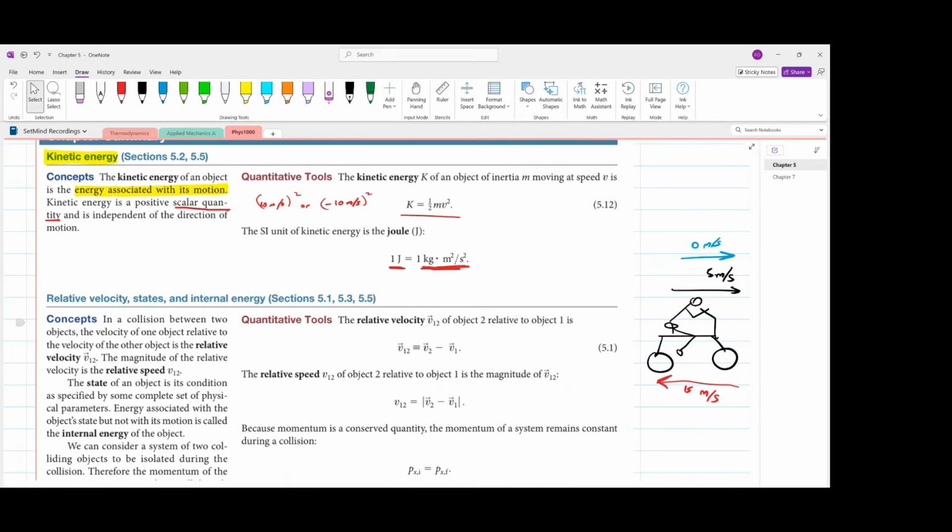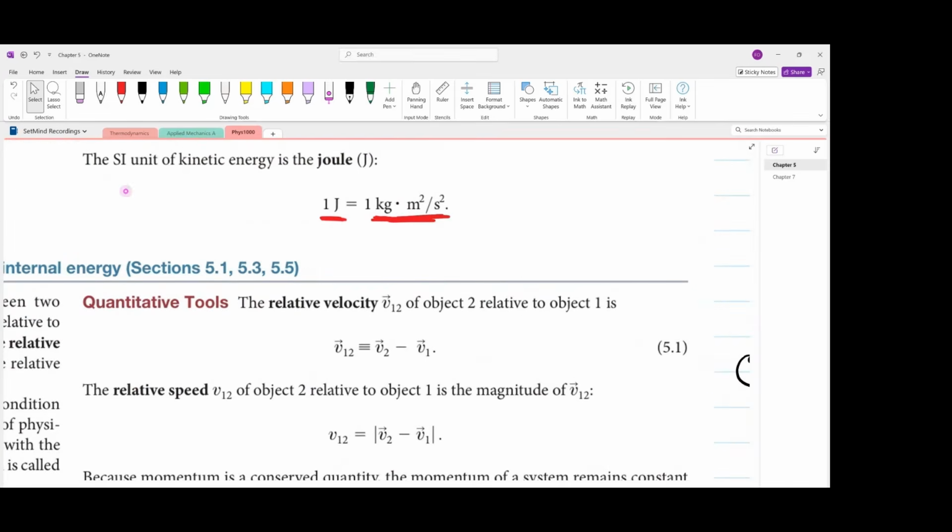The formula is given by this. The relative velocity of object 2 relative to object 1 is given by v12, and it is v2 minus v1. So just make sure you don't mess this up, because in this case, our perspective is the perspective of object 1, and object 2 is what object 1 is observing. So I hope that makes sense. The relative velocity v12 is the velocity of object 2 relative to object 1.